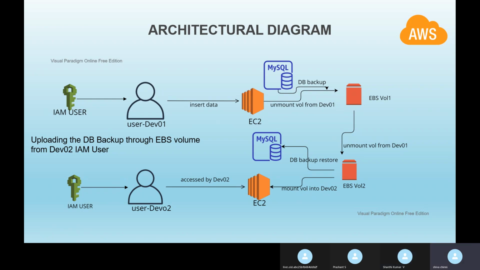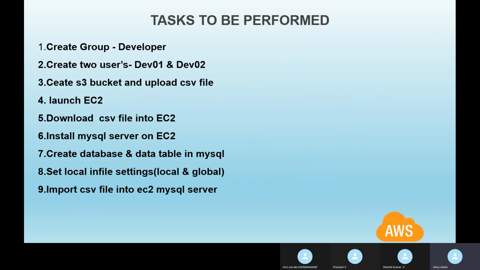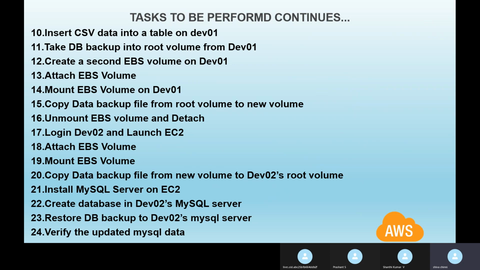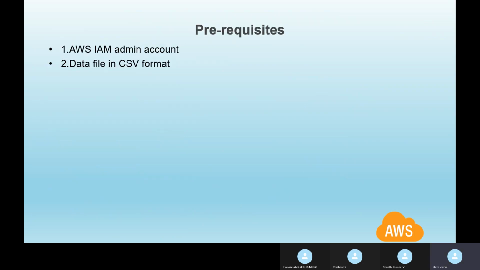So this is our requirement. These are the tasks which we need to perform to complete it. There are almost around 24 tasks to complete the requirement. Let's get into them one by one. First, these are the prerequisites for completing the tasks.